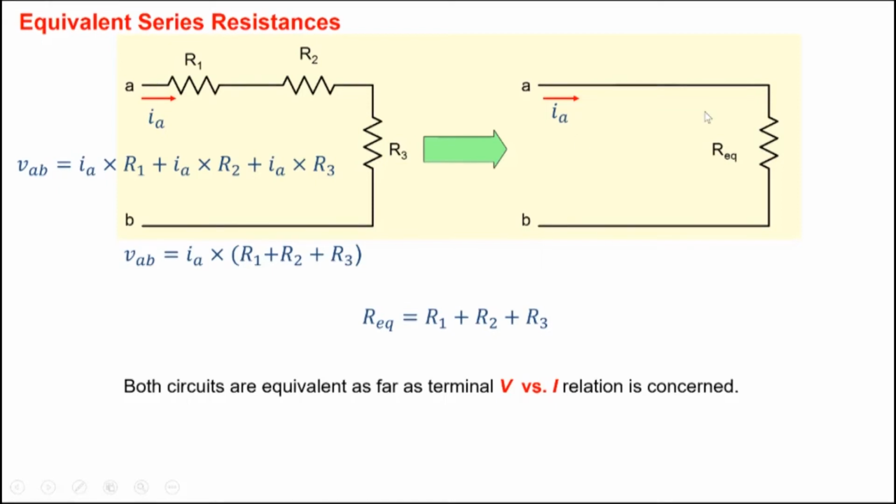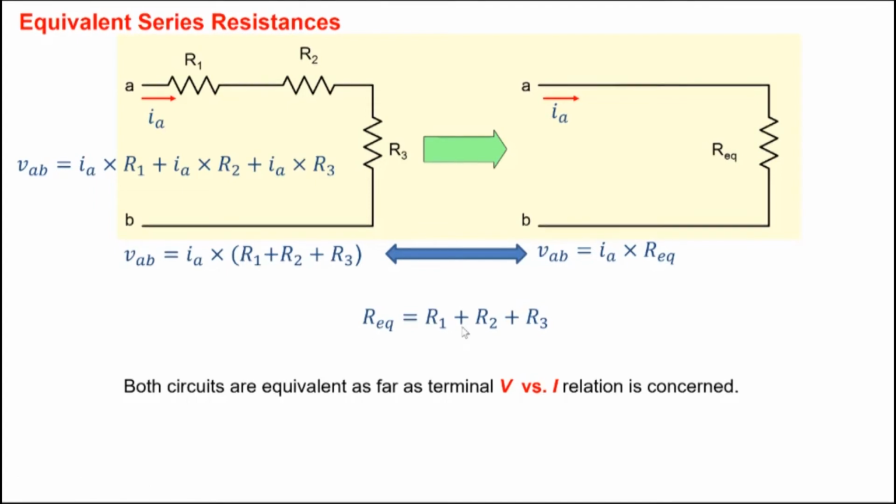In this circuit it is simple Ohm's law: VAB is IA into R equivalent. So if you want these two circuits to give you the same current-voltage characteristics, for the same VAB, if you want the same IA, then we find R equivalent is R1 plus R2 plus R3. So we derived this particular result using KVL and KCL.